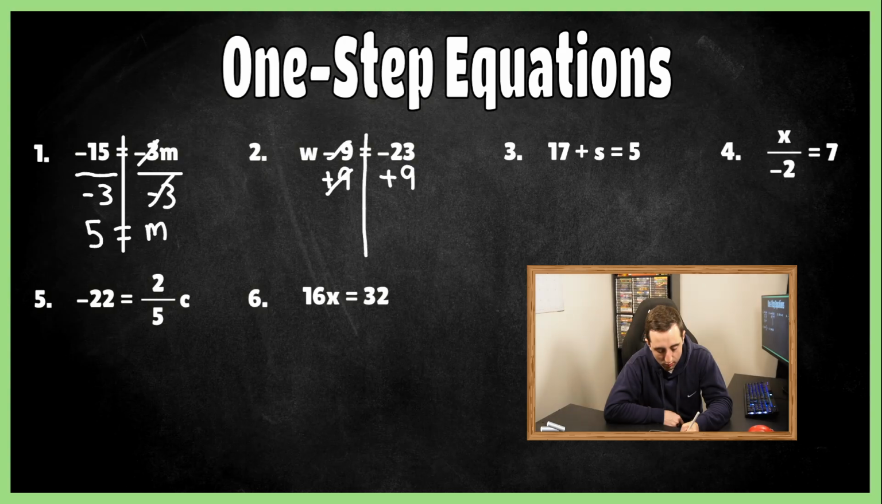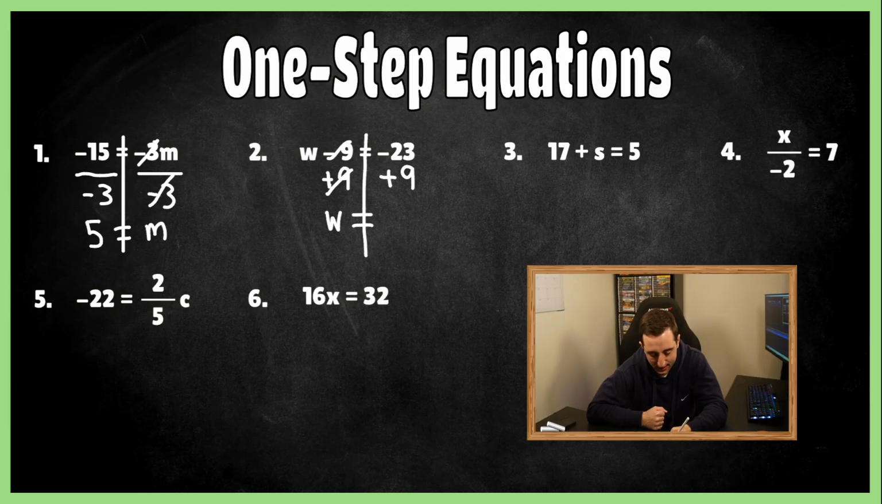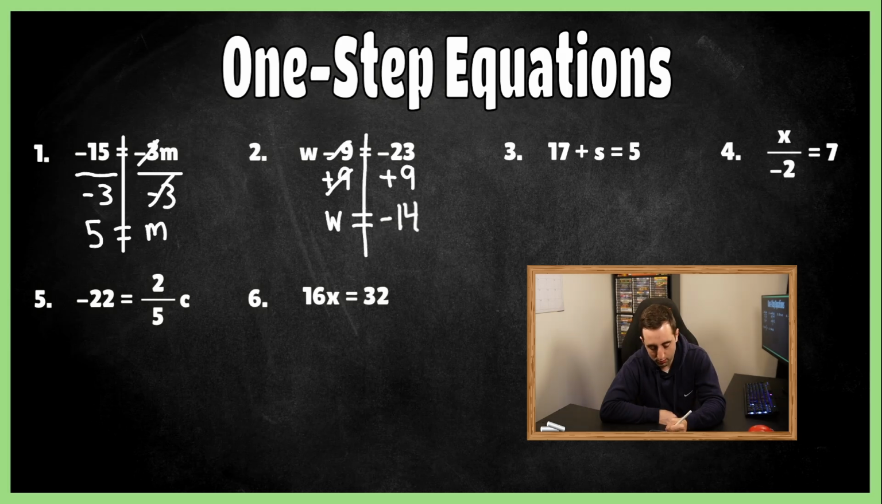And we're left with the variable isolated by itself on the left side, which is w. We have our equal sign. -23 plus 9 is -14. And our final answer for number 2 is w equals -14. And now on to number 3. Let's go ahead and build that wall once again. And how do I get the variable s by itself or isolated?